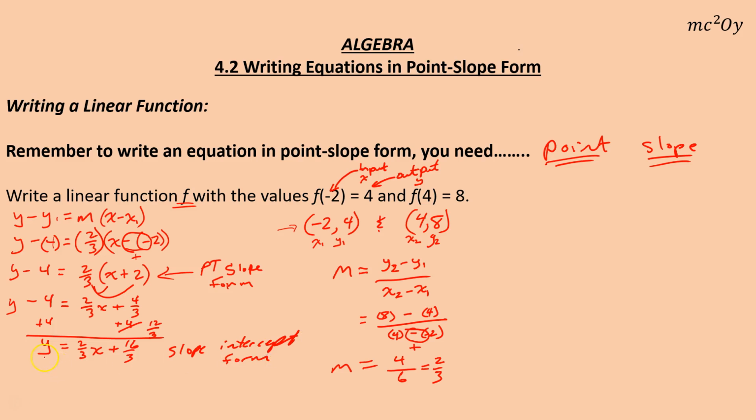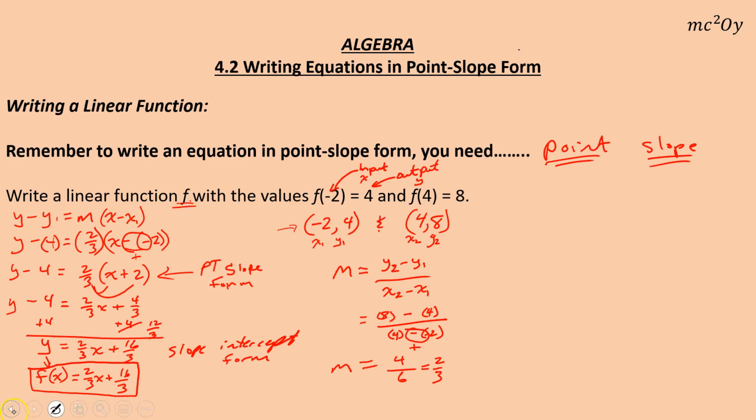And then we should write it as a function because it says a function f, so we'll write that as f of x. We'll replace y with f of x. And that's equal to 2/3 x plus 16/3. And now we have our function. Just make sure that you go from slope-intercept form, write it as f of x. That way you have a function f.